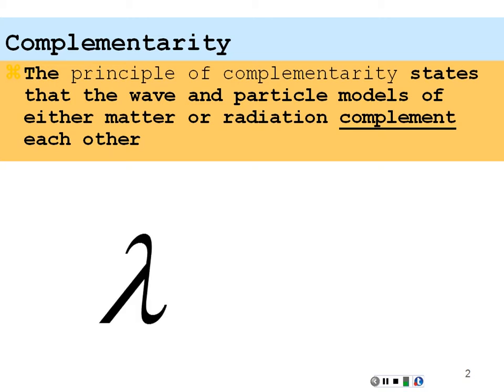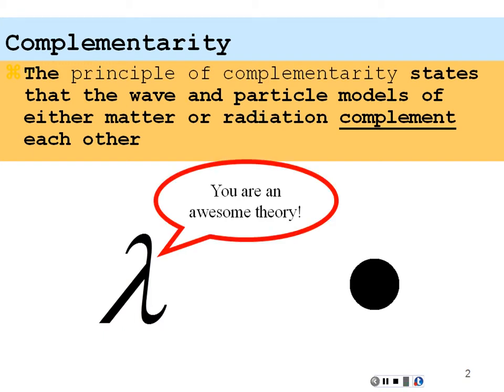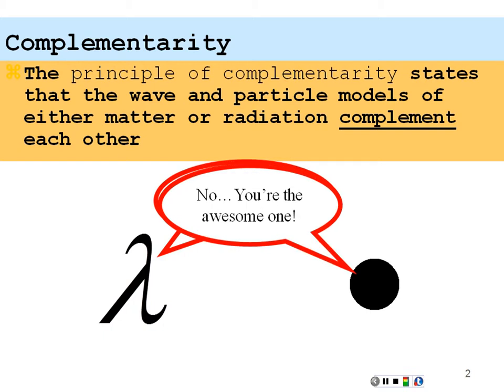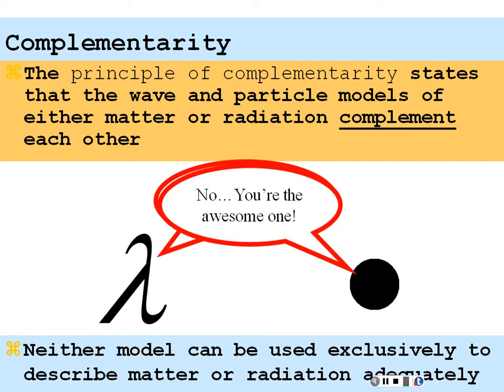It might look something like this. You have a wave, you have a particle, and the wave says, "You are an awesome theory." And the particle says, "No, you're the awesome one." Hence, they complement each other. Neither model can be used exclusively to describe matter or radiation adequately. If you look for one property, you're going to find that. If you look for the other, you're going to find that.